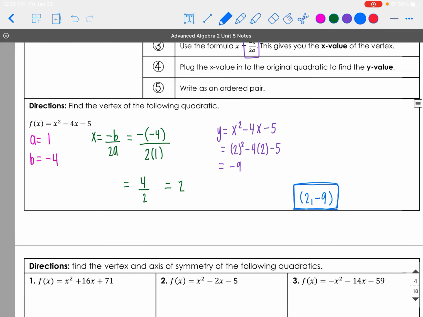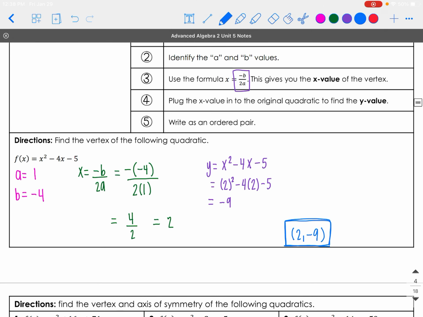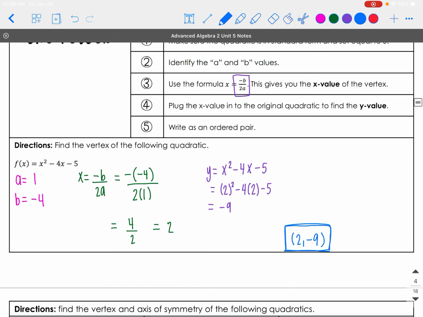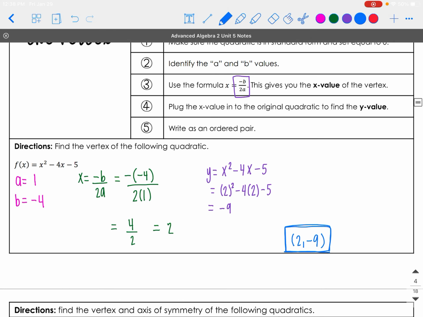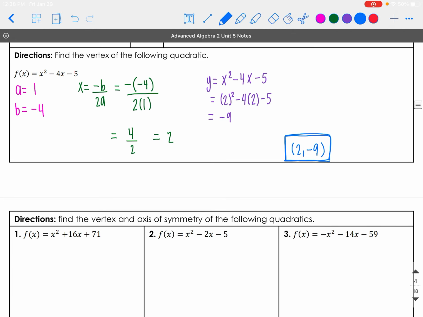All we're doing today is looking at the vertex and the axis of symmetry. The x-intercepts, we talked about those: x-intercepts, solutions, roots, zeros. That is something that's going to take several days because there are several different ways to find those. That is going to be a little more complicated. So today we're only doing the vertex.